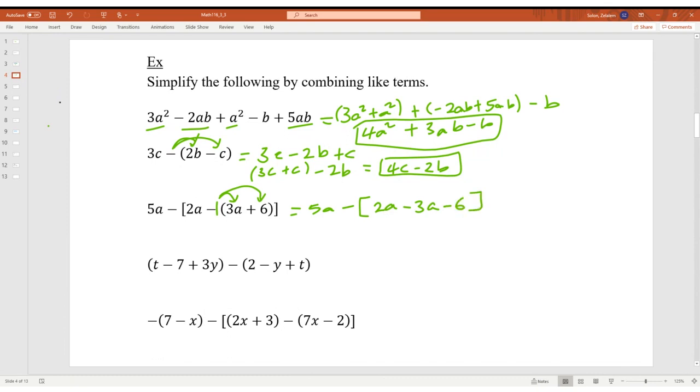Okay. Now inside the bracket, we have two like terms. We have 2a and negative 3a. So you combine those two. So you'll have 5a minus. Now 2a minus 3, 2 minus 3 is negative 1. So I have negative 1a, or just negative a, minus 6.